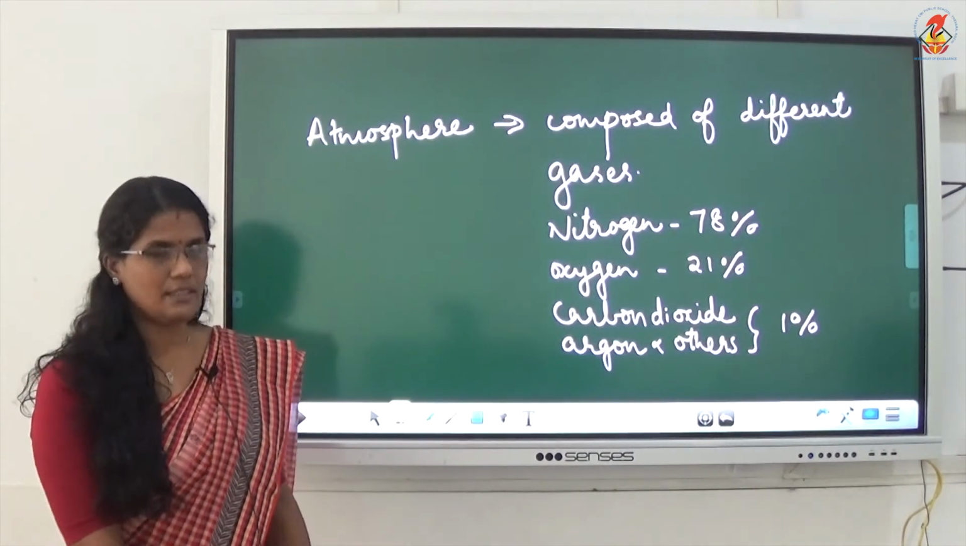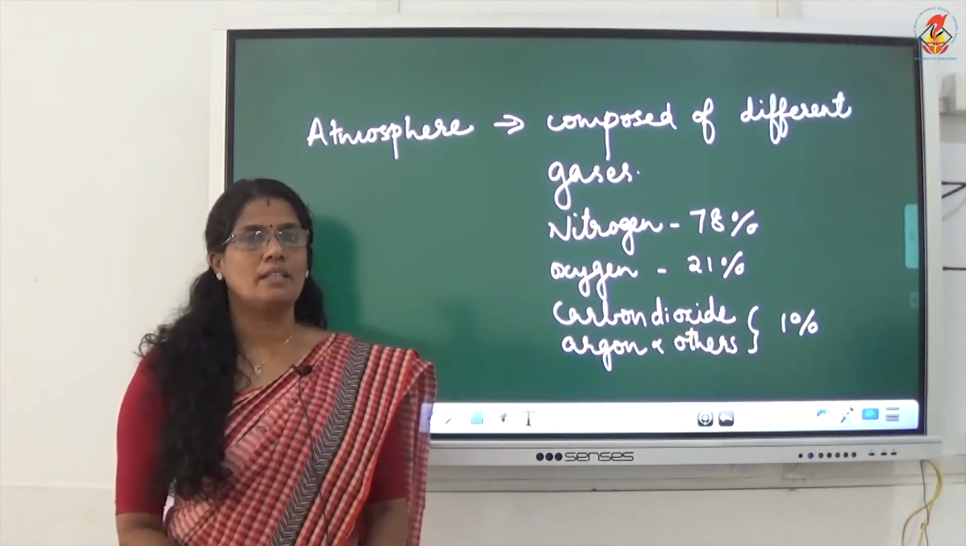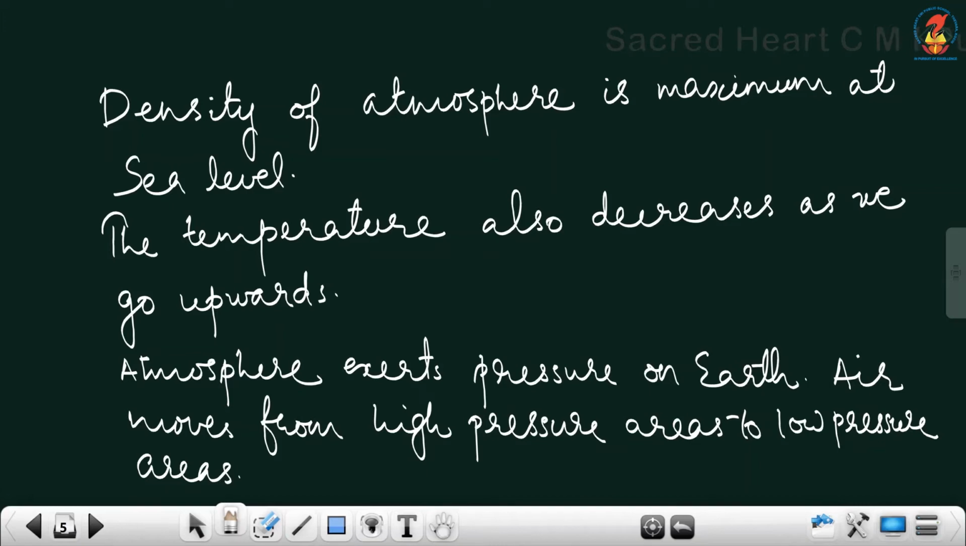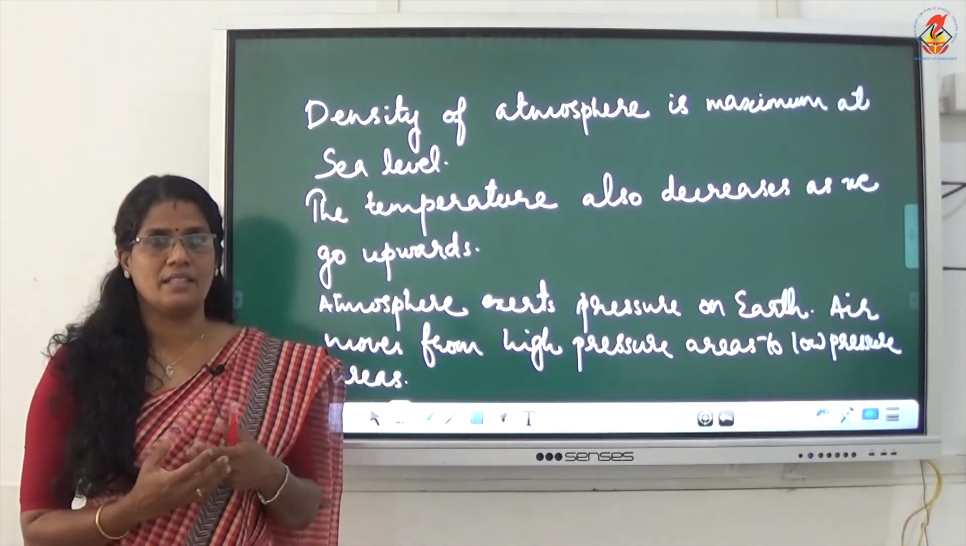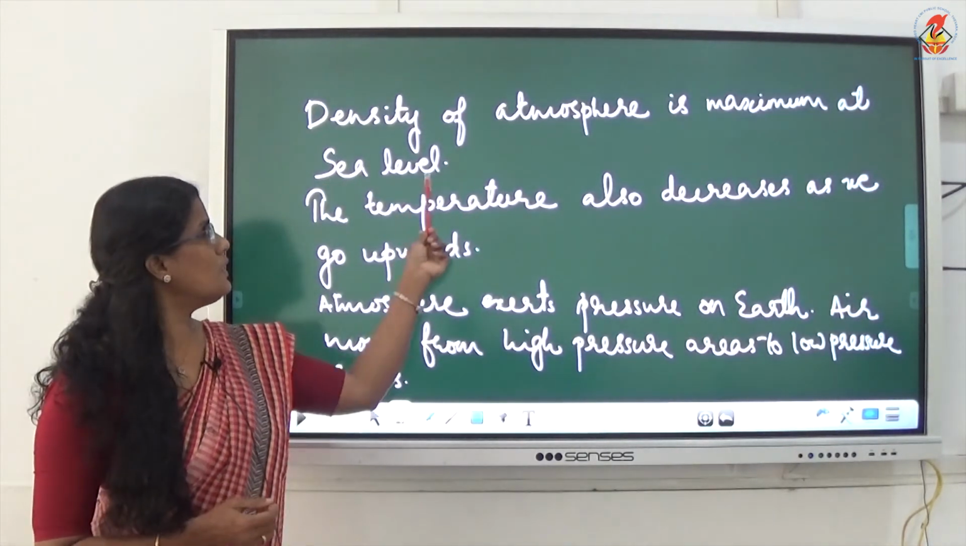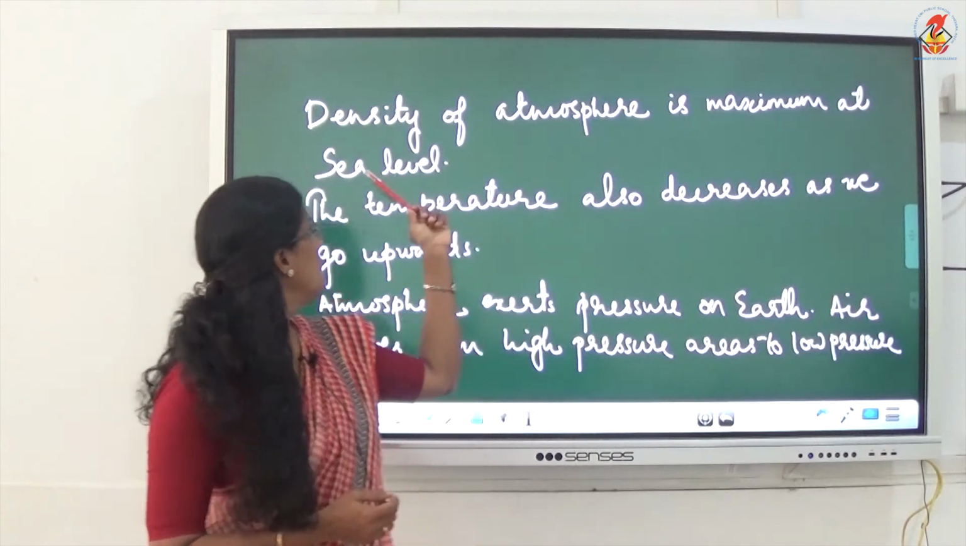Next one is the density of atmosphere. The density of atmosphere is maximum at the sea level. The thickness of air, all the gases, is maximum at the sea level. As we move upwards, what happens? The density decreases. That is why climbers going to the Himalayas feel uneasiness, and they carry oxygen cylinders along with them. So, density of atmosphere is maximum at the sea level.